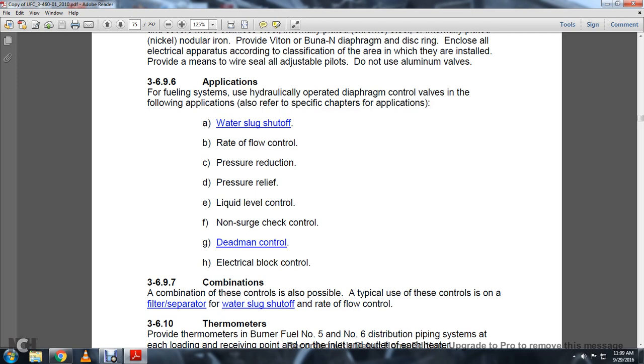3697 Combinations. A combination of these controls is also possible. A typical use of the controls is on a filter separator with the water slug shutoff and the rate of flow control.